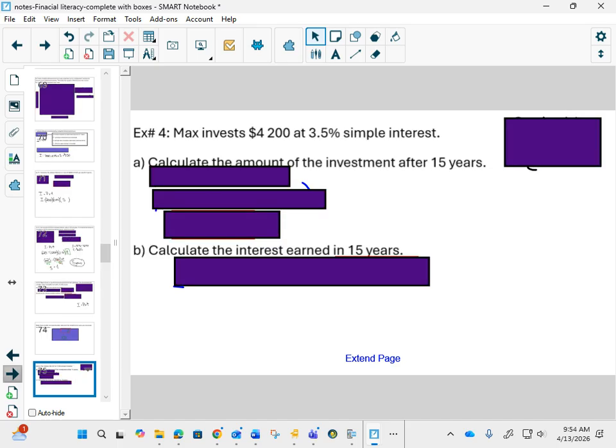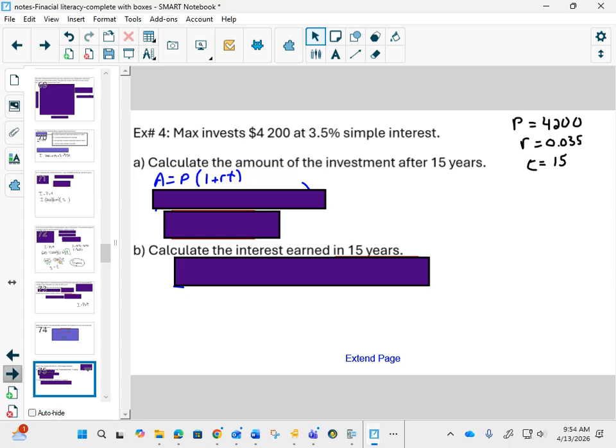But let's do a couple more questions. Max invests $4,200 at 3.5% simple interest. So what do we know? We know that the principal, the original amount, was $4,200. We know the rate as a decimal, 0.035, and the time is 15 years. So when we go to our formula, we can plug everything in.